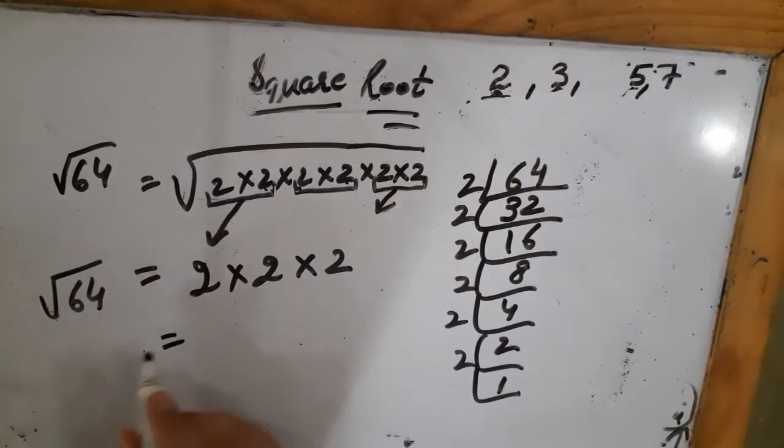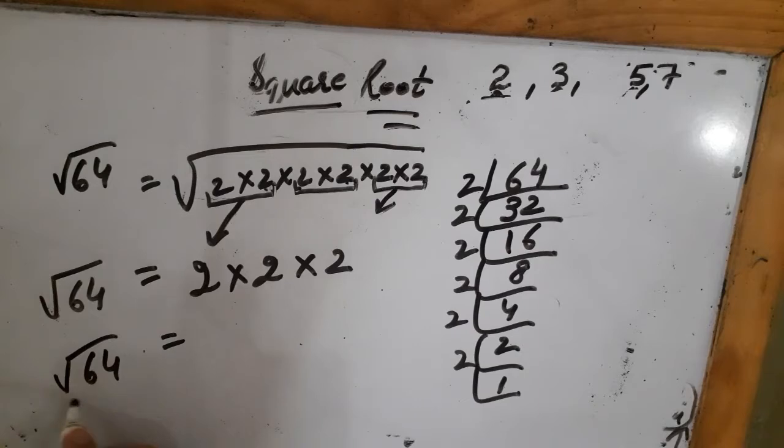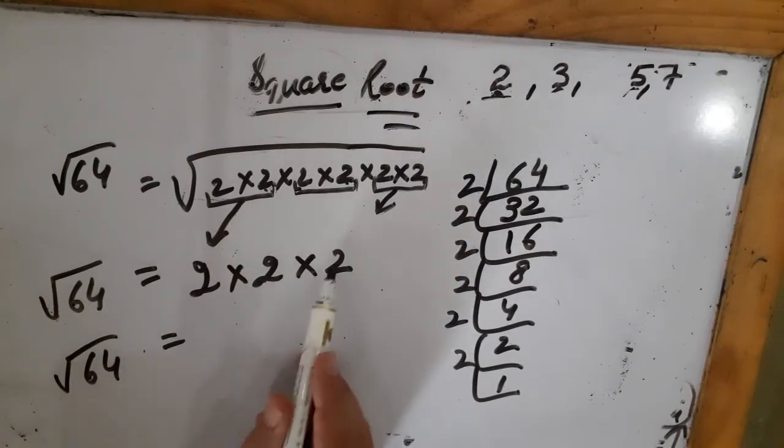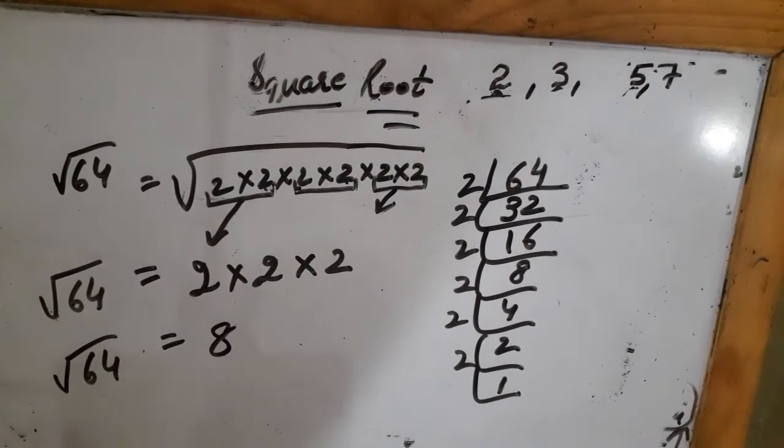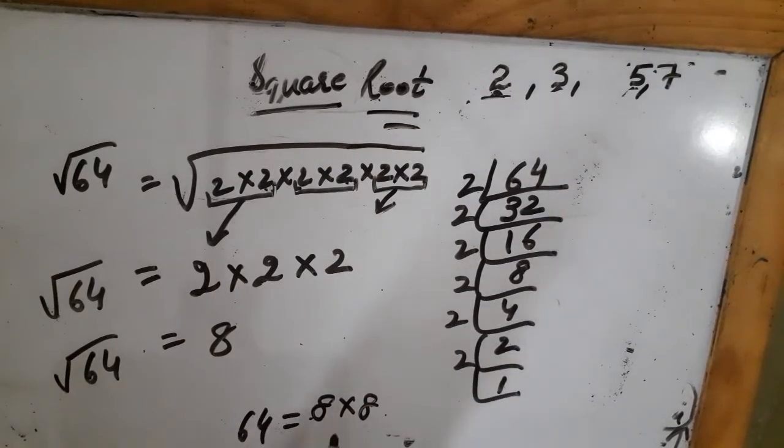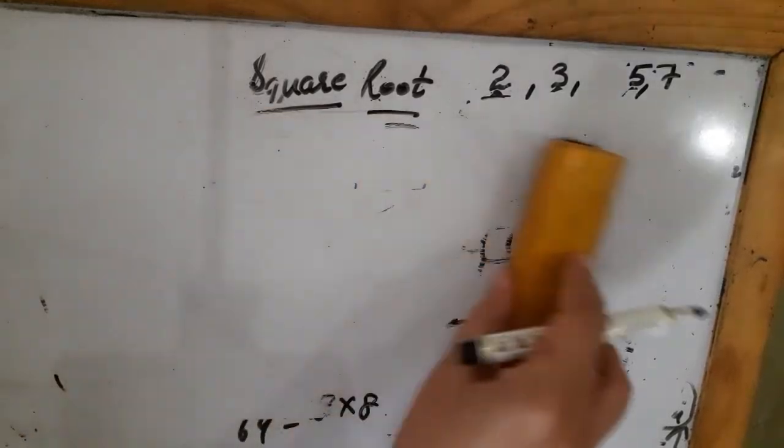So what is the square root of 64? 2 2s are 4, 4 2s are 8. Also I know that if you multiply 8 with itself, 8 8s is 64. So I can say that the square of 8 is 64, while the square root of 64 is 8. Is that clear? Let me take one more example.